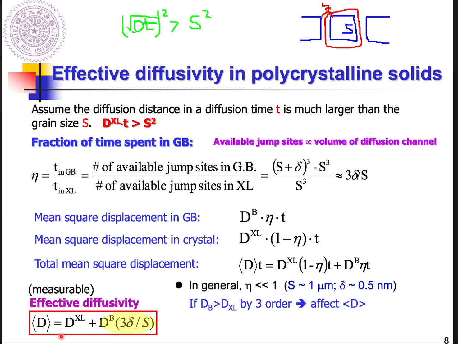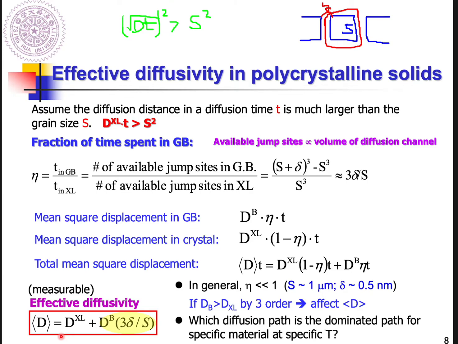But some people will probably ask the next question: Professor, I have a material, but I don't know which diffusion path is the dominant diffusion path for my material at a specific temperature. How do I know that?